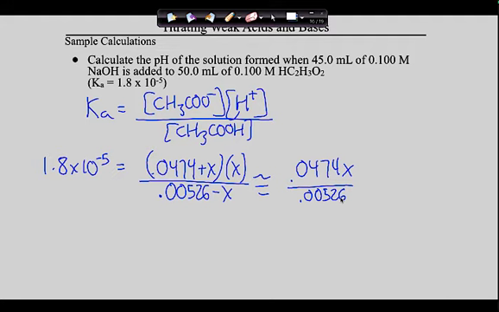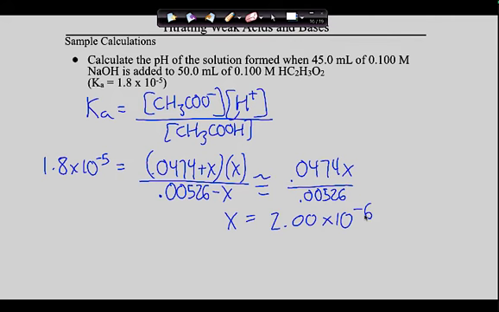So we have 1.8 times 10 to the negative fifth. Multiply that by 0.00526. Divide that by 0.0474. And my x is 2.00 times 10 to the negative sixth.